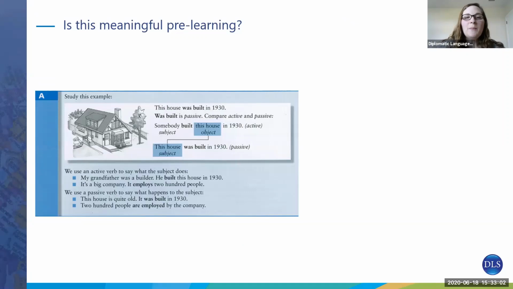So this is part of a pre-learning activity, and this is the first activity that the students encounter in the grammar section. Does this look like it's meaningful or mechanical? Is it meaningful?